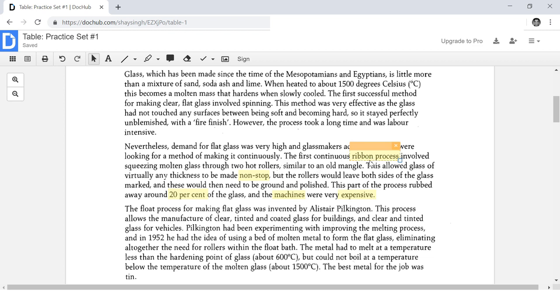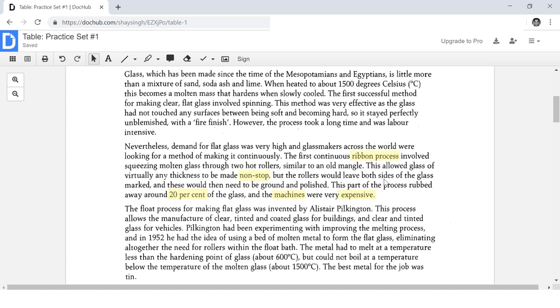The first continuous ribbon process involved squeezing molten glass through 2 hot rollers, similar to an old mangle. This allowed glass of virtually any thickness to be made non-stop.